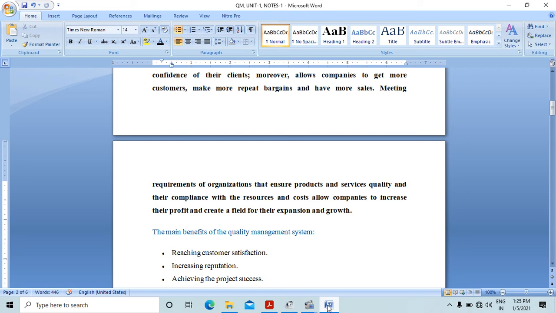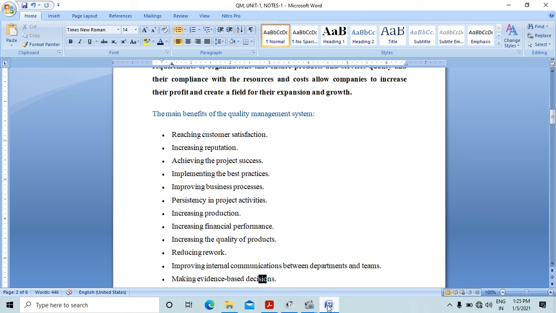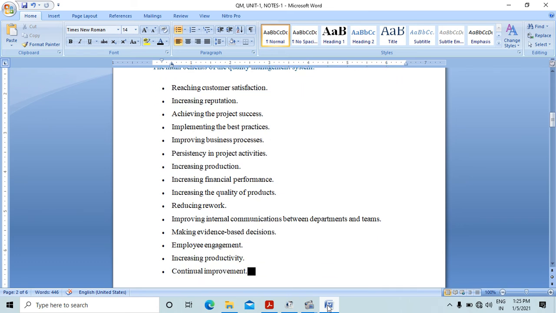So we can say, with the help of good quality management, the companies can increase their profit and create a field for their expansion and growth. The benefits of the quality management system. These are the benefits of the quality management system. First is reaching customer satisfaction. Next is increasing reputation. If you give good quality, then your reputation is also increased. Achieving the project success.